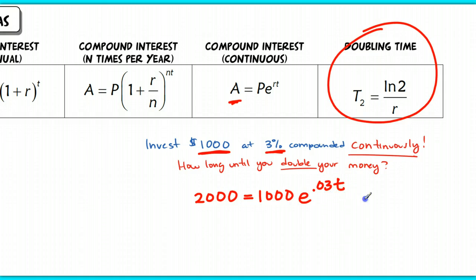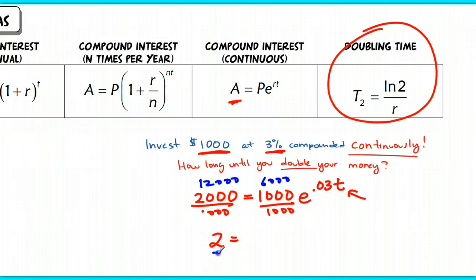We don't know what this number is. That's what we're trying to solve for. Now, when we divide out this initial amount here, we will always, always, always get 2 here. Because let's say we started with $6,000. To double it, we would want to make that 12,000 over here. When you divide that out, you're still always going to be left with 2. So we're now taking a look at e raised to the 0.03t power.